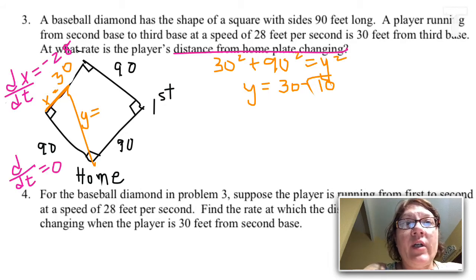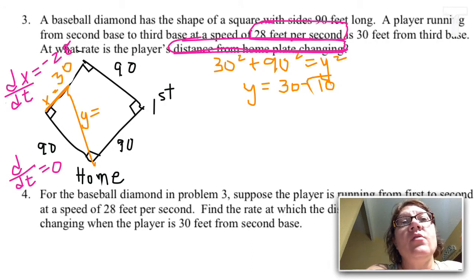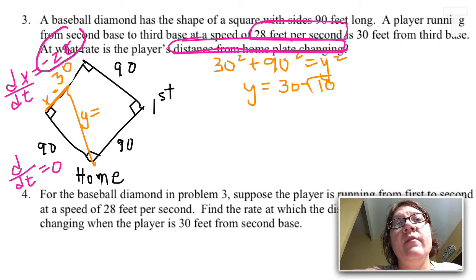So now, a little trick on this one. Since I'm looking at what rate the player's distance from home plate is changing, this speed of 28 feet per second is towards home plate instead of away. So I need to represent it with a negative 28, because I'm actually getting closer to home plate, not farther away.